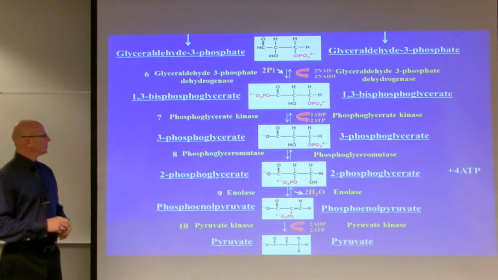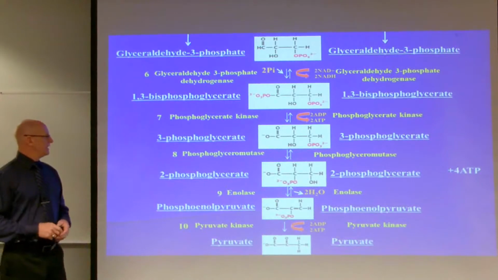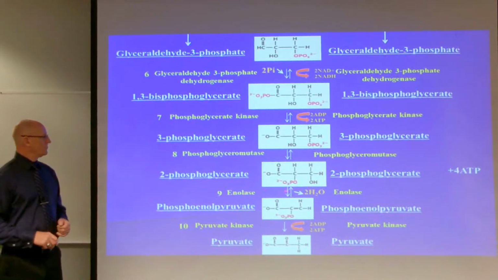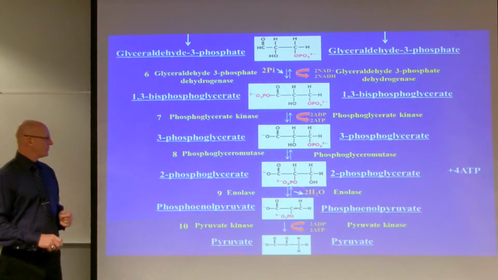phosphoglyceromutase, we're going to just rearrange this atom here. For each of these, we're going to change the phosphate over to the second carbon. So it's just a mutation of this, and we'll move that over. Now we have 2-phosphoglycerate, and then the 9th step, enolase, we're going to take out a molecule of water for each one, so that will be 2 molecules of water. And that way we are taking out a couple hydrogens and an oxygen, and that way we're ending up with a double bond.